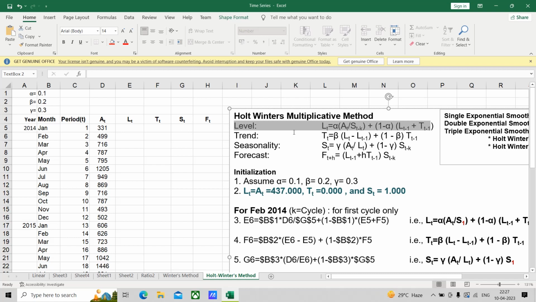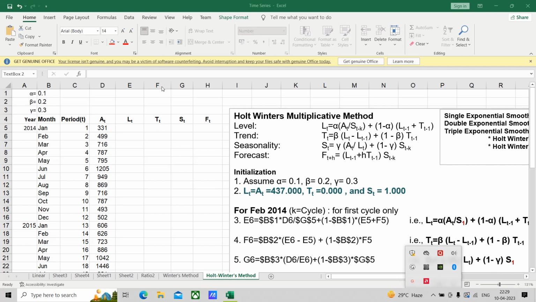You can also use other software like Python or other tools in which you can apply this concept. For simplicity, and since Excel is available to everyone, while other software are licensed software that you have to purchase, I have used Excel to demonstrate this. Lt is the level, and it is also known as a base.